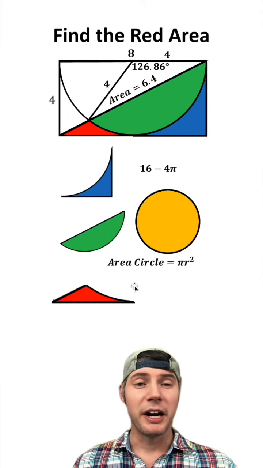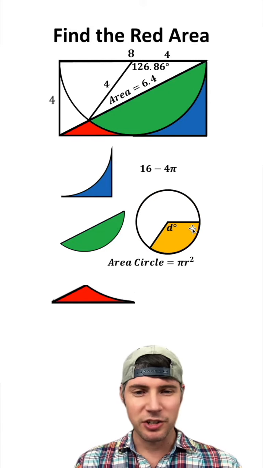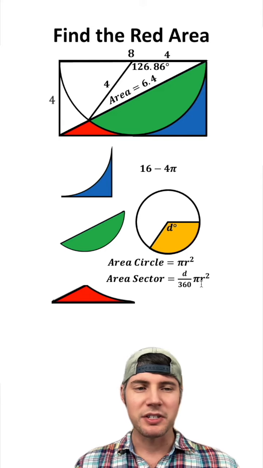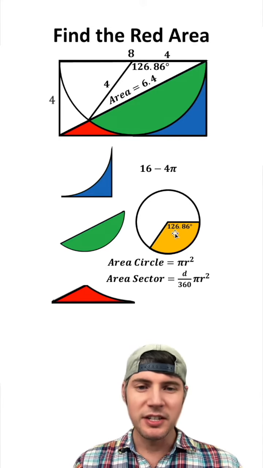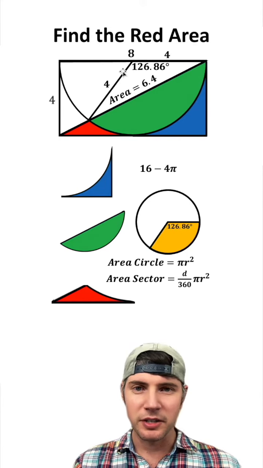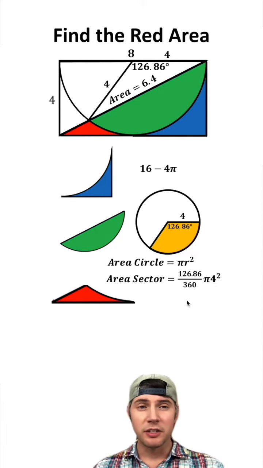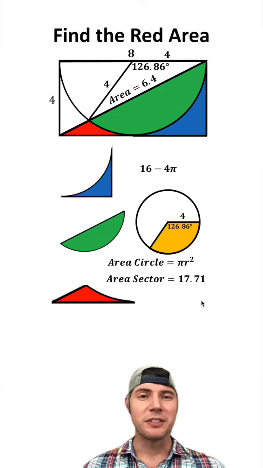Area of a circle is pi r squared, and if we look at just a sector of a circle, the area of a sector is the degrees of the central arc divided by 360 times pi r squared. Well, this D is 126.86 degrees. So we can plug that in for D, and the radius of this is the 4 from up here. All of this can go into a calculator, and we get approximately 17.71.